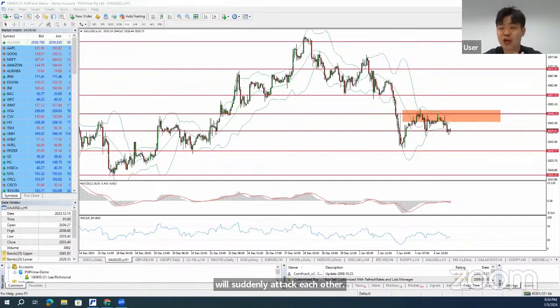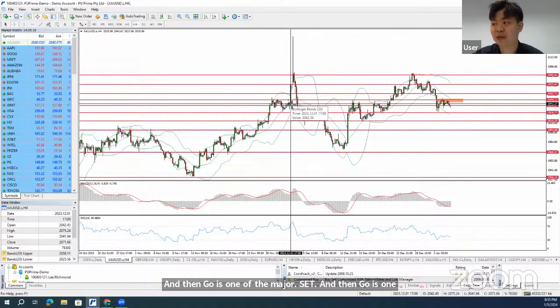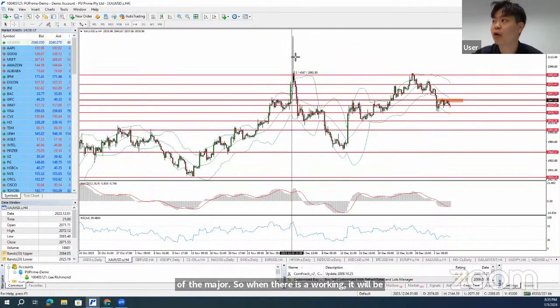A lot of investors will try to shift their portfolio into safe haven assets, and gold is one of the major safe haven assets for global investors. So when there is a war, it will support gold prices to increase aggressively. And this should be the proof: in the 2023 Russia and Ukraine war, the gold price increased aggressively.